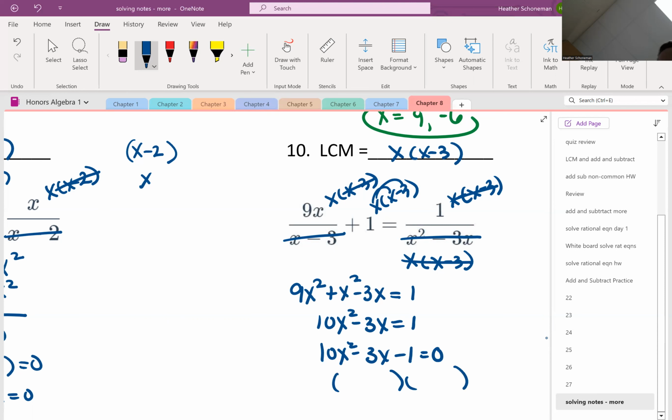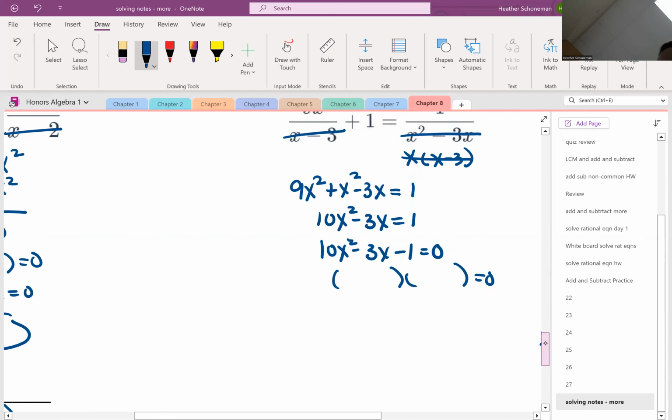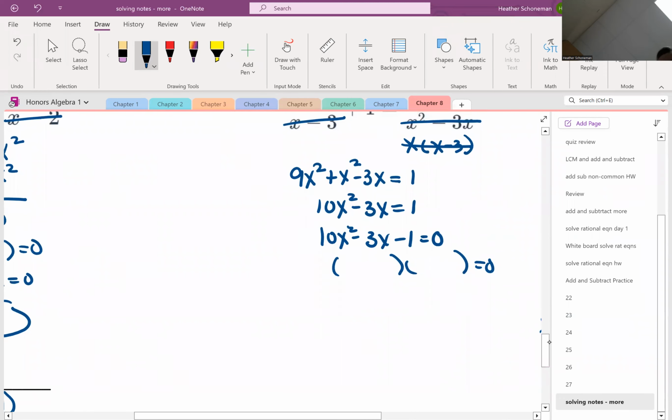When I combine like terms, I see that it's quadratic, so I'm going to set it equal to 0. And now I've got to factor it. When I factor it, I can do 10 and 1, or I can do 2 and 5. And either one can work. 2 and 5 is most likely, but that does not mean that 10 and 1 wouldn't work. So I'm going to have 2x and 5x.